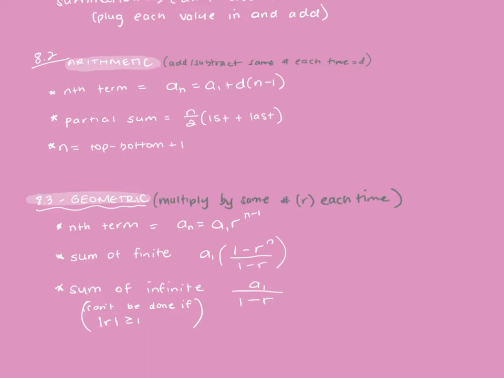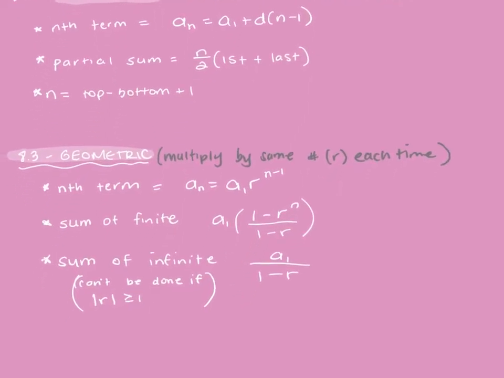And then the nth term of the geometric is A sub n equals A sub 1 times R to the n minus 1, and that n minus 1 is only on the R. And then you could get the sum of a finite, which is the ones we just did in the warm-up: A1 times 1 minus R to the n over 1 minus R.